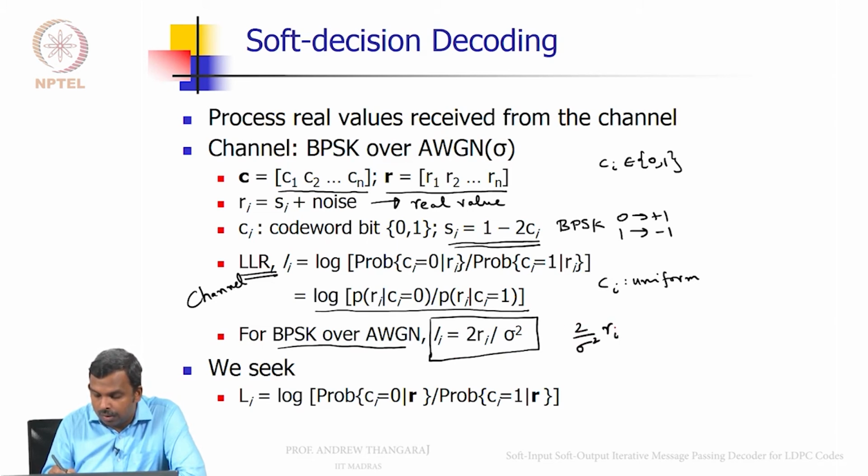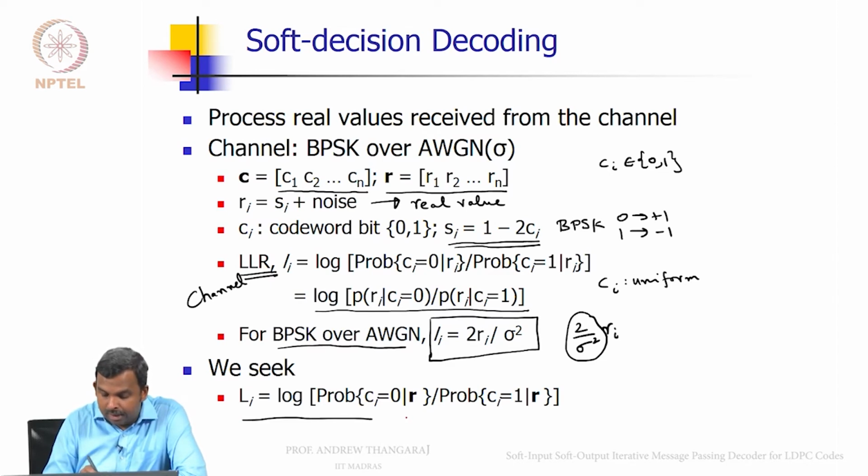This part either needs estimation or usually can be ignored. You can just simply set it as 1 in your decoder. Okay, so we will do that later on. So, what we seek is the output LLR, where here you have the entire received vector.